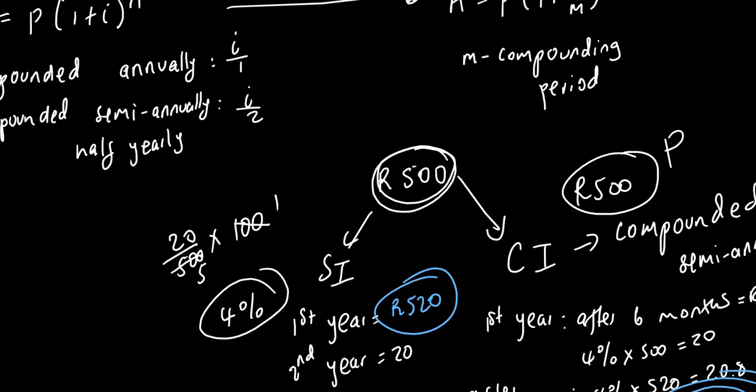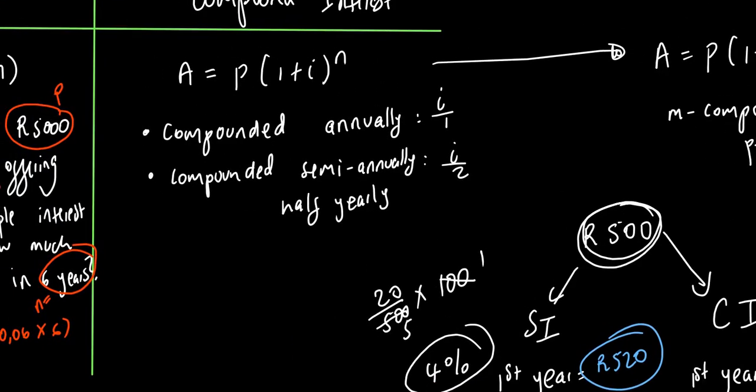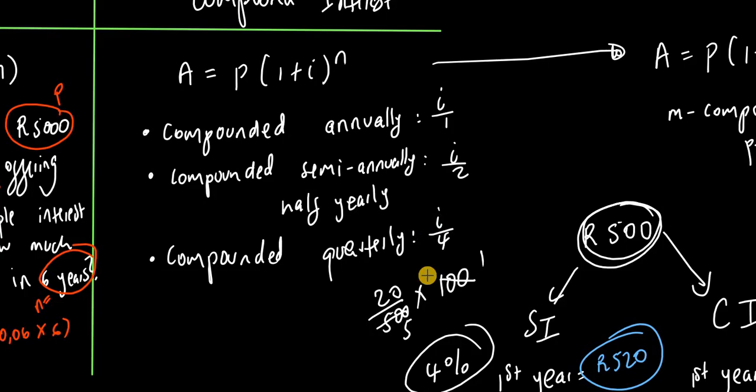Now imagine if your money is compounded quarterly. Let me write it here. Compounded quarterly. What this means is that you're going to divide your interest by 4. It means you're going to be earning interest 4 times in a year. After every 3 months you earn interest.